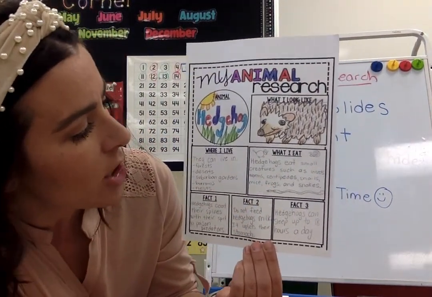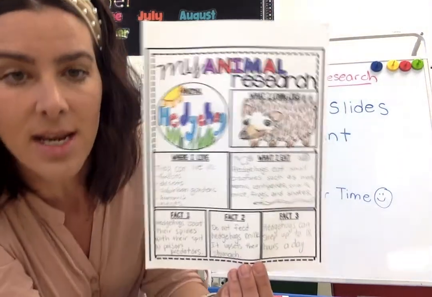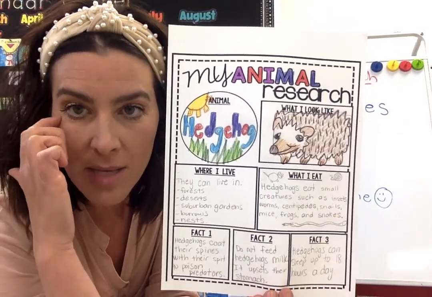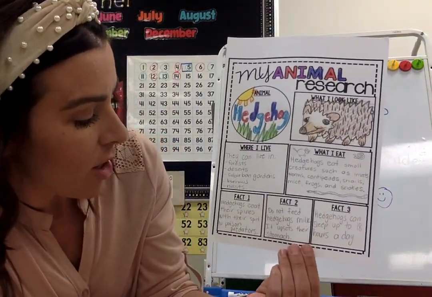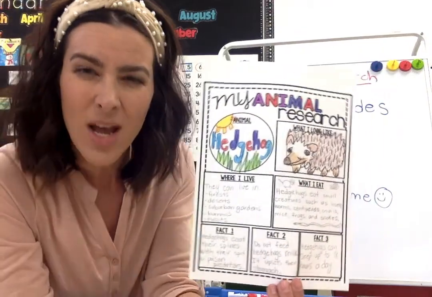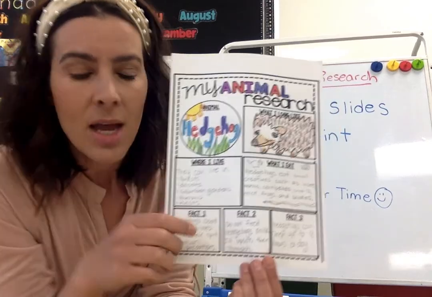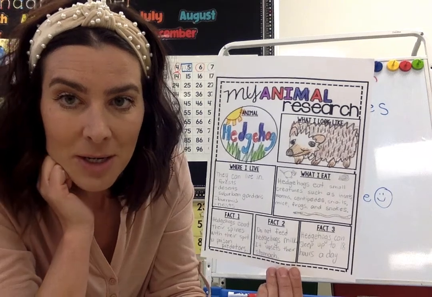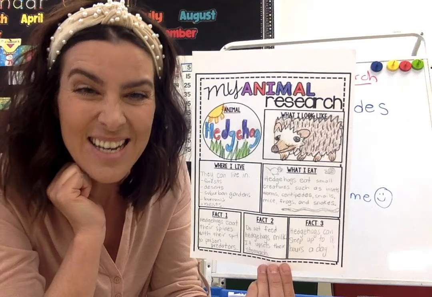What I eat. Hedgehogs eat small creatures such as insects, worms, centipedes, snails, mice, frogs, and snakes. I did draw a snake and a snail and a mouse. I haven't colored them yet, but that would be a good idea to add more detail to my work. Fact 1. Hedgehogs coat their spines with their spit to poison predators. So it's not necessarily super poisonous, but it could harm them. Fact 2, do not feed hedgehogs milk. It upsets their stomach. And fact 3, hedgehogs can sleep up to 18 hours a day.